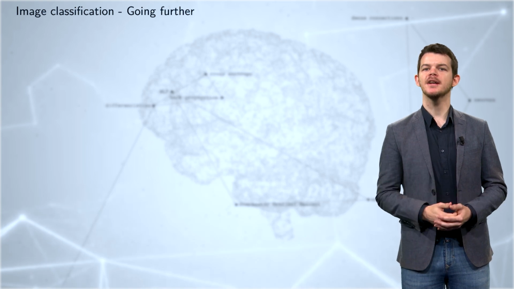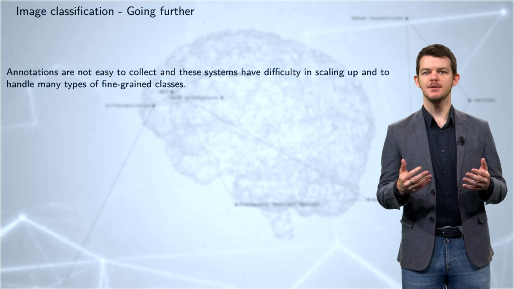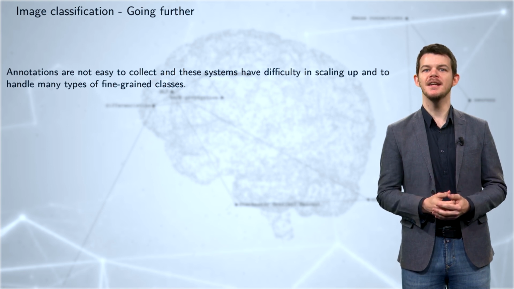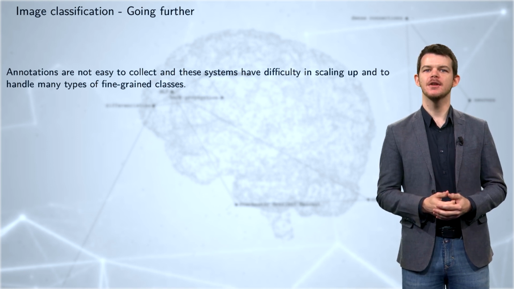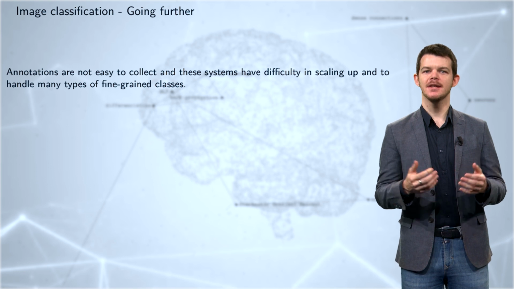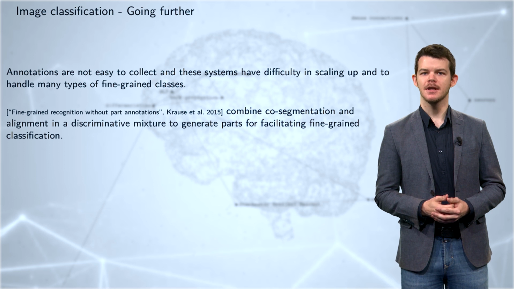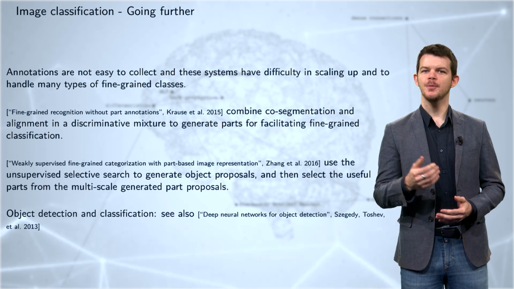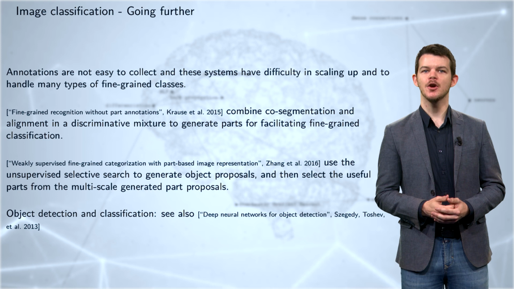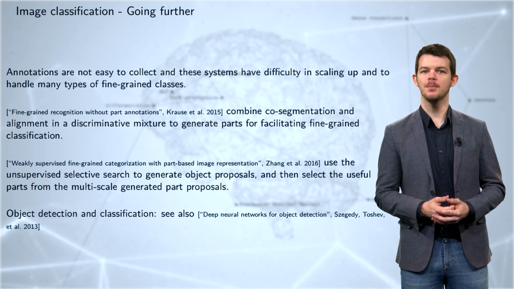From a more general perspective, annotations are not easy to collect, and the previous architecture have difficulty in scaling up and handling many types of fine-grained classes. One way to address these problems is by using a hierarchy of classifiers, as we've seen at the beginning of this section. You can also combine co-segmentation and alignment in a discriminative mixture to generate parts for facilitating fine-grained classification. Unsupervised selective search can also generate object proposals, which can be used with a full image in order to generate better part proposals.